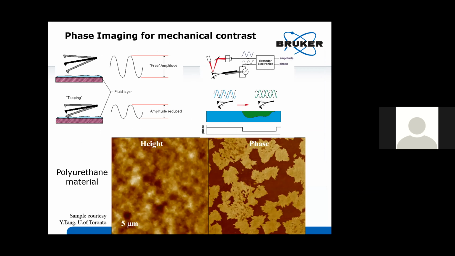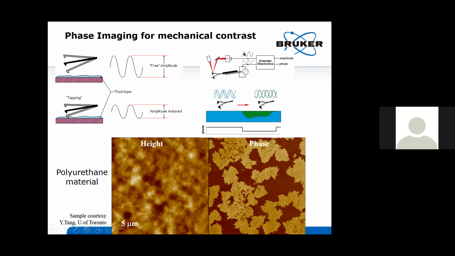And there's a technique called phase imaging with tapping where you can look at mechanical properties. And so it's a really easy technique in that you can bring up the phase image and you look at the lag in the oscillating signal between the driving signal on the tip that makes it oscillate up and down versus the response.